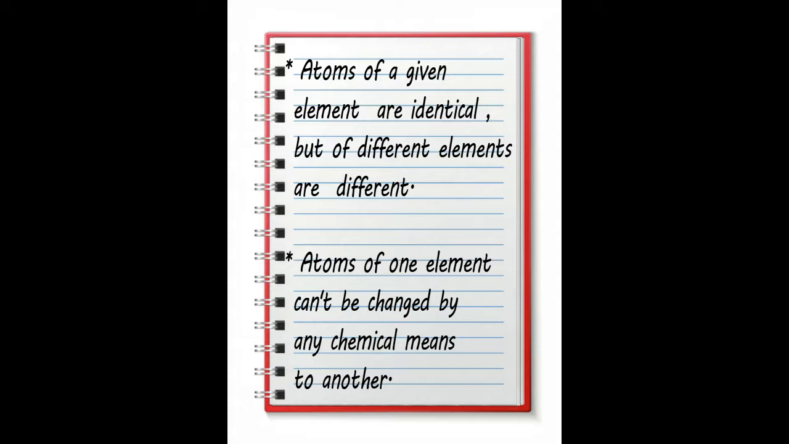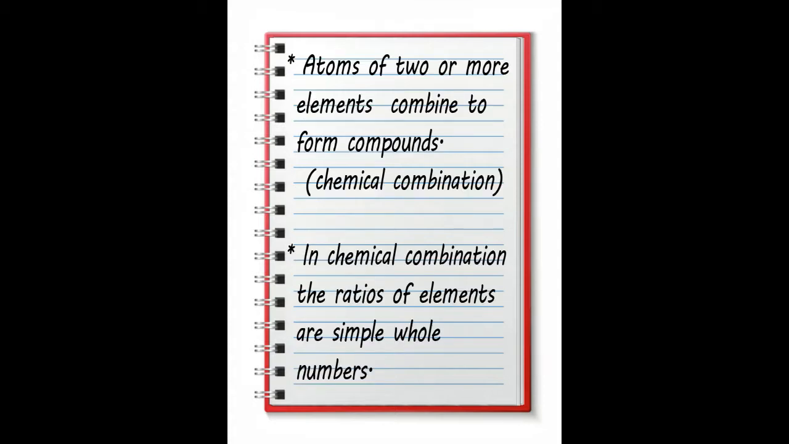Atoms of a given element are identical, but atoms of different elements are different. Atoms of one element can't be changed by any chemical means into another. Atoms of two or more elements combine to form compounds. In chemical combination, the ratios of elements are simple whole numbers.